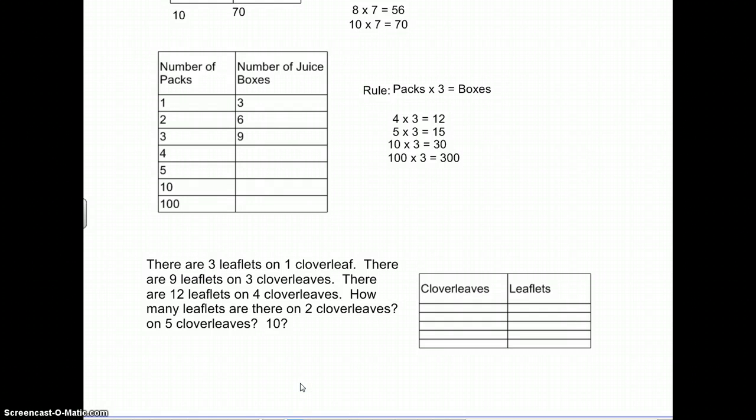Could you draw a picture of a clover? Could you draw 1 clover and put 3 leaves on it and then do the same for each of the others? Absolutely. I also want to see your rule. Remember, I want to see your rule written like this, not just times 3 or times 2 or whatever. I want to see it written like that.